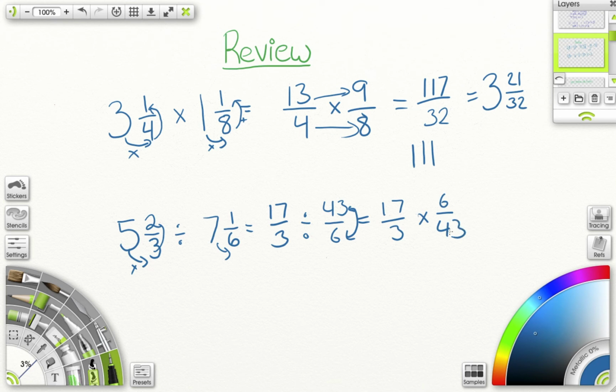17 times 6 gives me 102. And 43 times 3 gives me 129. This is already in a proper form. I just see if I can make this fraction any smaller. I don't think I can. Let me double check.